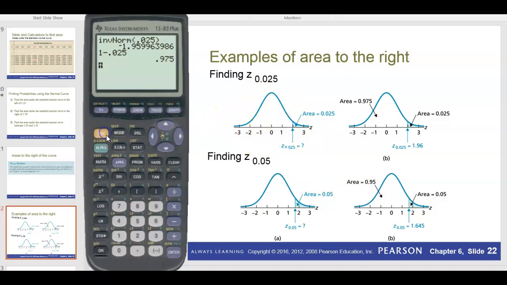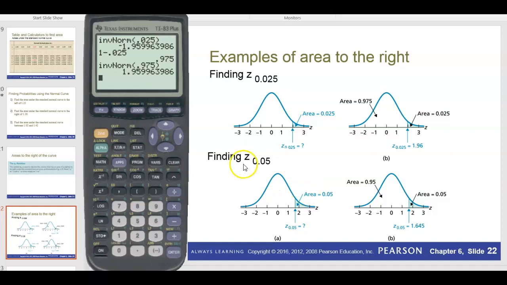Then I would go second vars, I'm going to go down to inverse norm, and I want to know the area to the left of that, which is 0.975. I'm going to close those parentheses, and that gives me 1.959, which is really close to 1.96. So it's kind of weird because the software that we're using has a z-score, and it always gives you the area to the right. We're going to have to convert the area to the right to the area to the left by subtracting 1 minus that number, and then we can find the z-score from there.